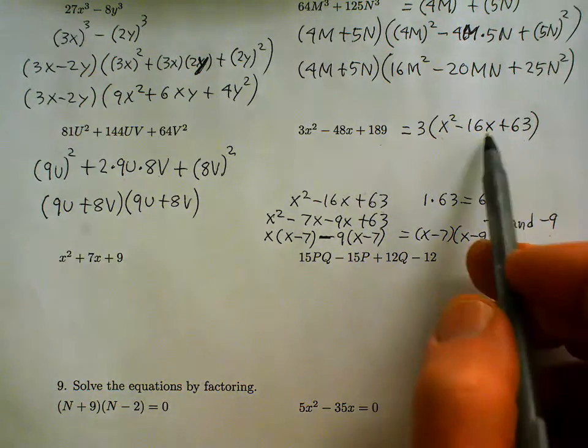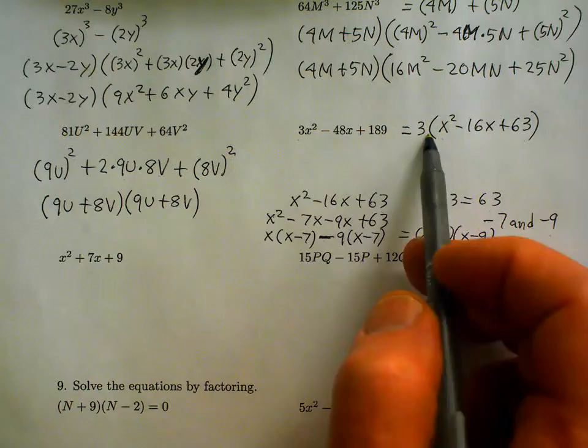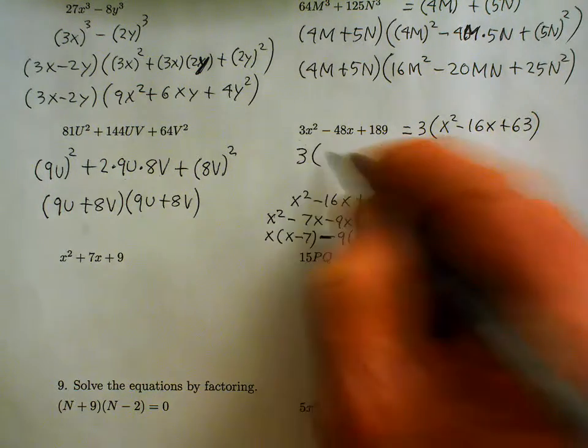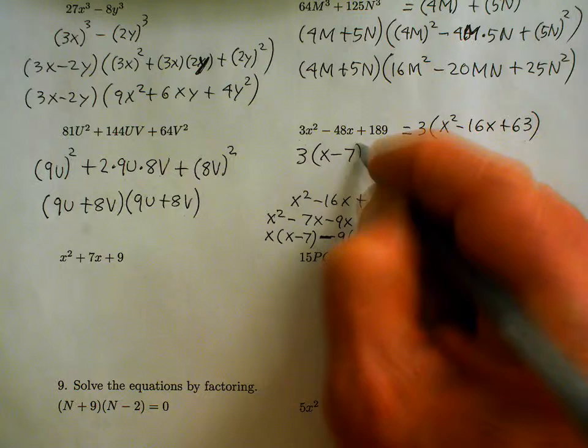Okay, but up here our complete factorization has to include the factor 3. So 3 times x minus 7 times x minus 9.